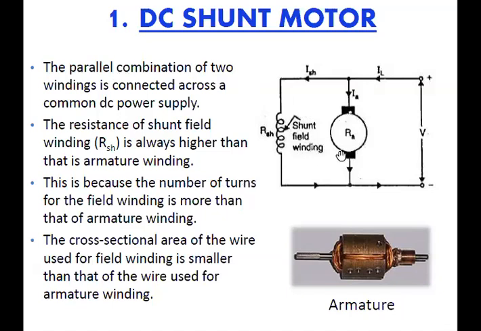The number of turns is more than the armature winding, and the cross-sectional area of the wire used for the field winding is always smaller than that of the wire used for the armature winding. In practical view, the armature looks like this.